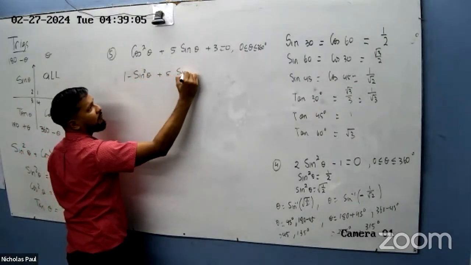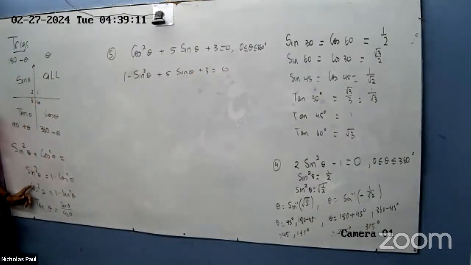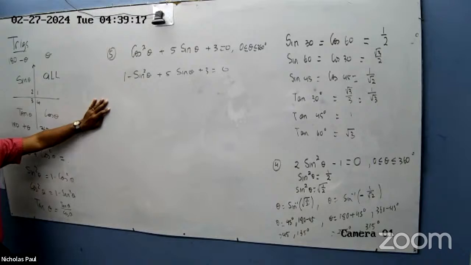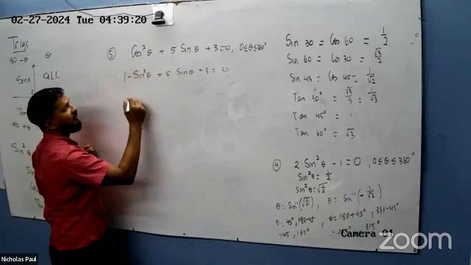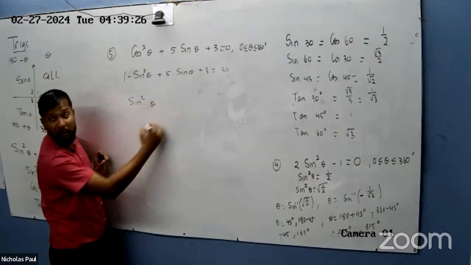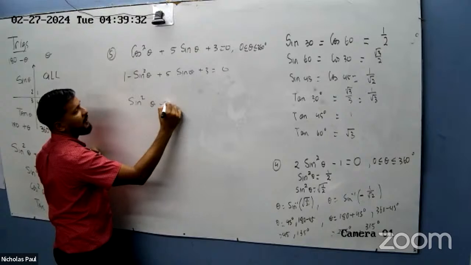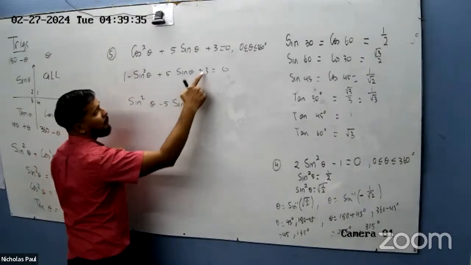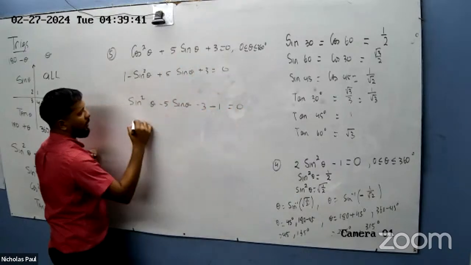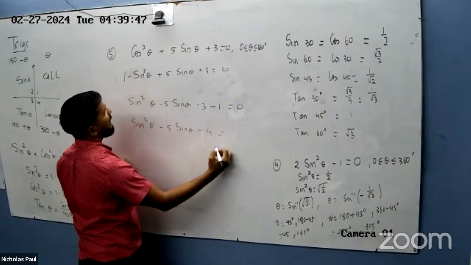watch what will happen. So I'm using an identity, cos squared is 1 minus sine squared. What do you recognize here? We have an equation with all sine. So I'm moving everything on that side, so I'll get positive sine squared. Yes, you'll get a quadratic. So again, positive sine squared minus 5 sine theta. Move across the 3, it becomes minus 3. Move across this, it becomes minus 1. So I am ending up with sine squared theta minus 5 sine theta minus 4 is 0.